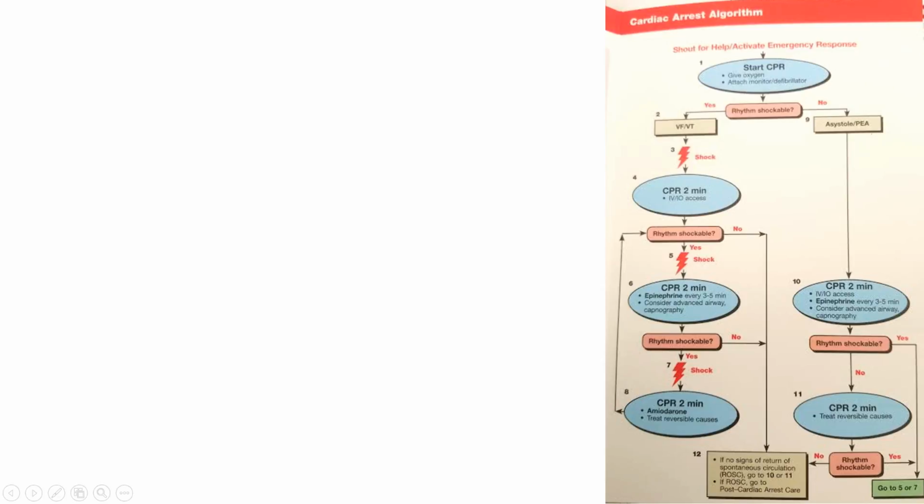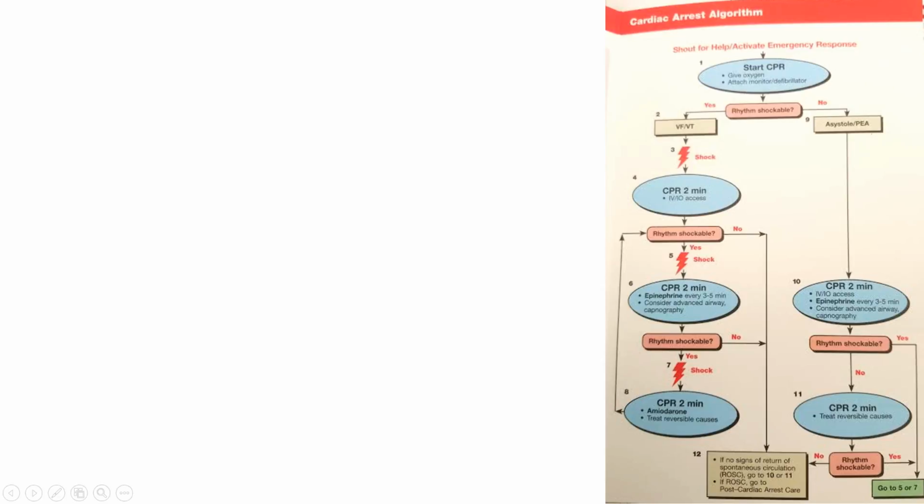IV/IO access. Then you need to give them epinephrine every 3 to 5 minutes, and consider advanced airway capnography. So this is basically measuring to see if your CPR is effective. It's going to check the CO2 levels, and again, it's going to monitor the rhythm, and then you ask the question again: is the rhythm shockable? If no, you just continue CPR 2 minutes, and then treat reversible causes, whatever it may be.